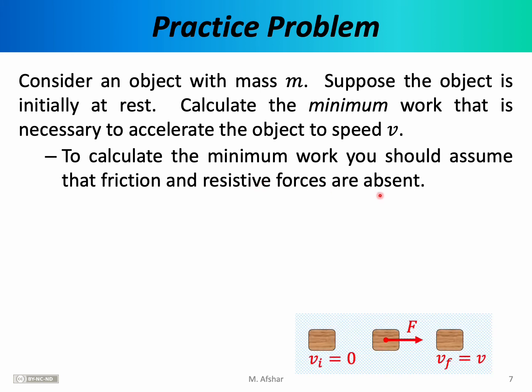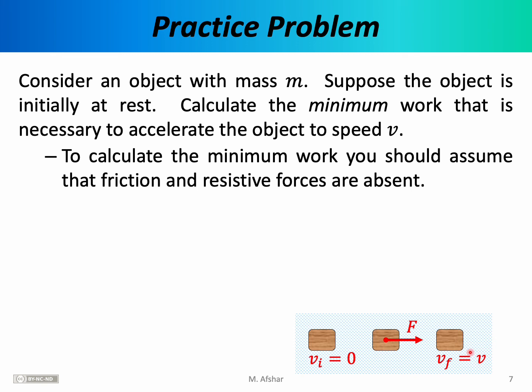So what we're imagining is maybe a box, an object with some mass m. We're going to imagine that it's sitting on a frictionless surface, or better yet, maybe it's just floating in outer space. And all we want to do is accelerate this object. Initially, it has a velocity of 0, and we want to apply a force to it. We want to push it, and we want to accelerate it so that after some time or some distance, its final velocity is v.